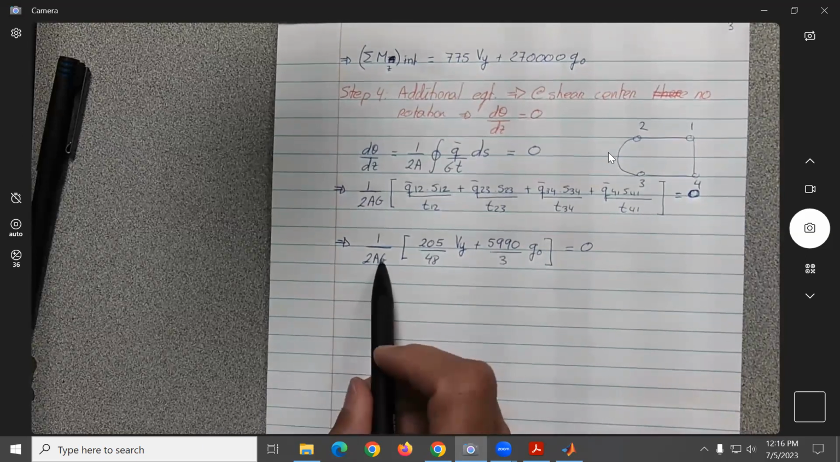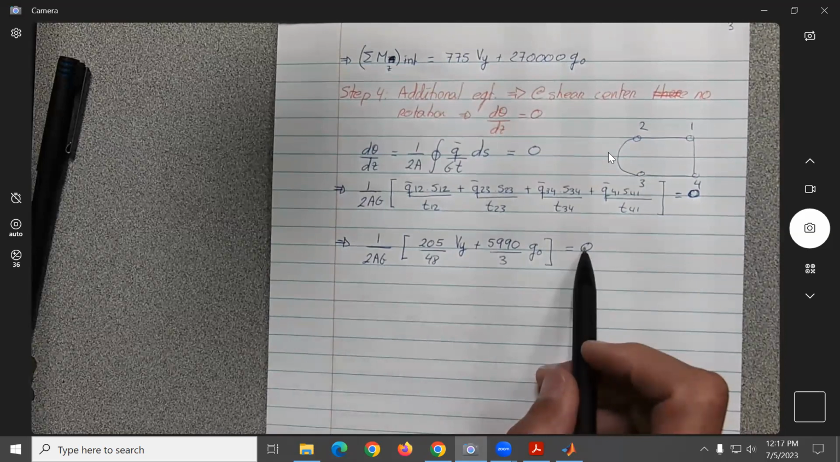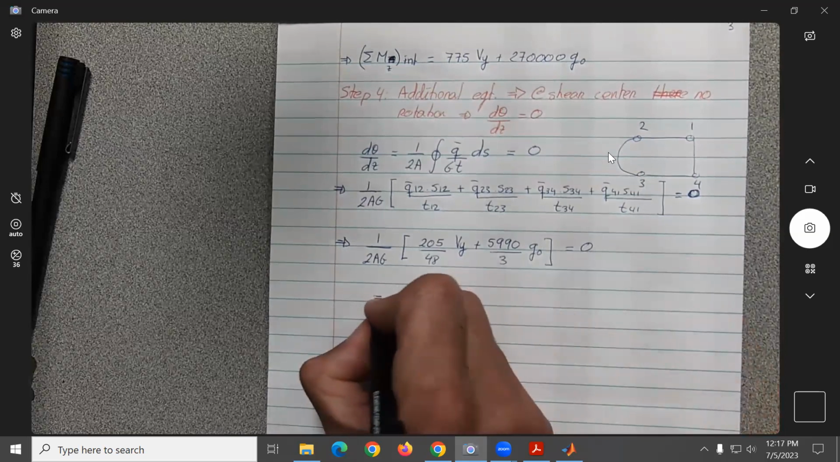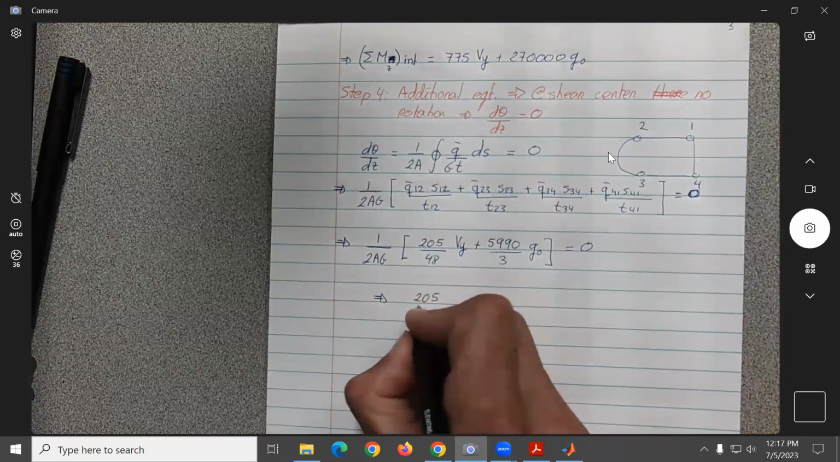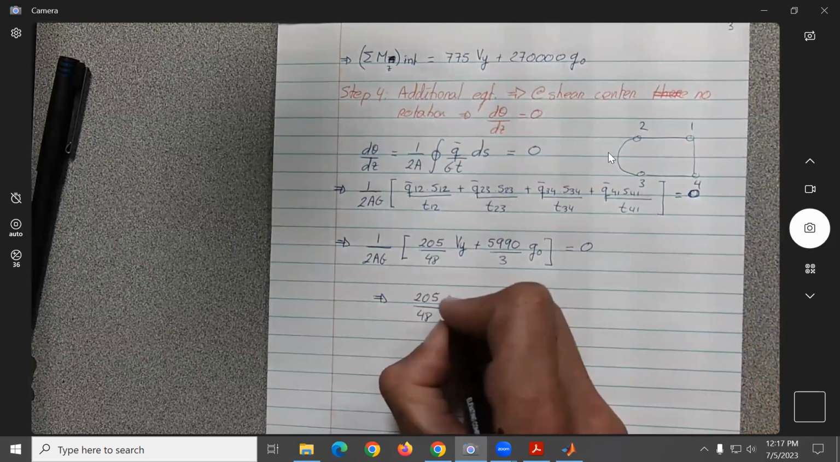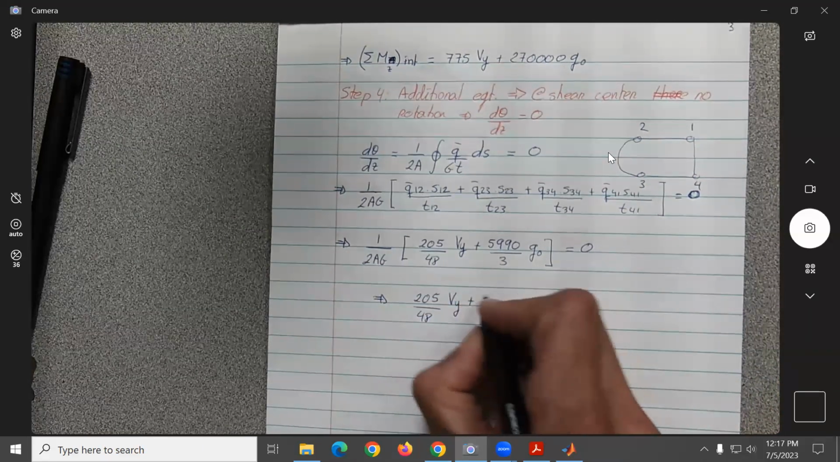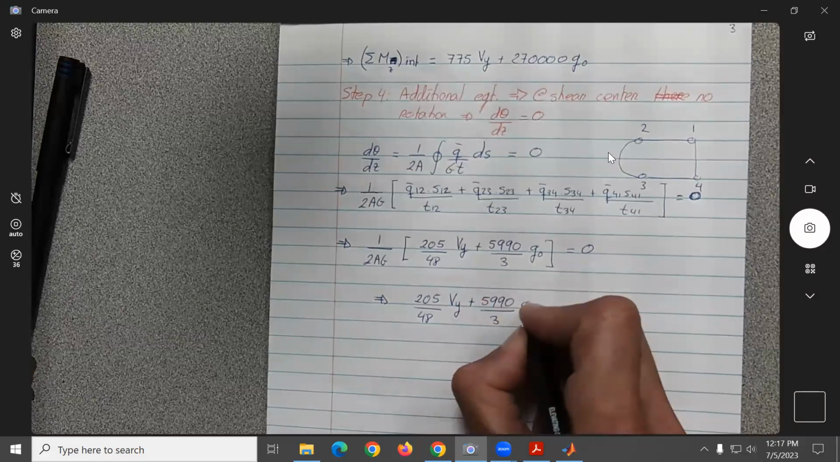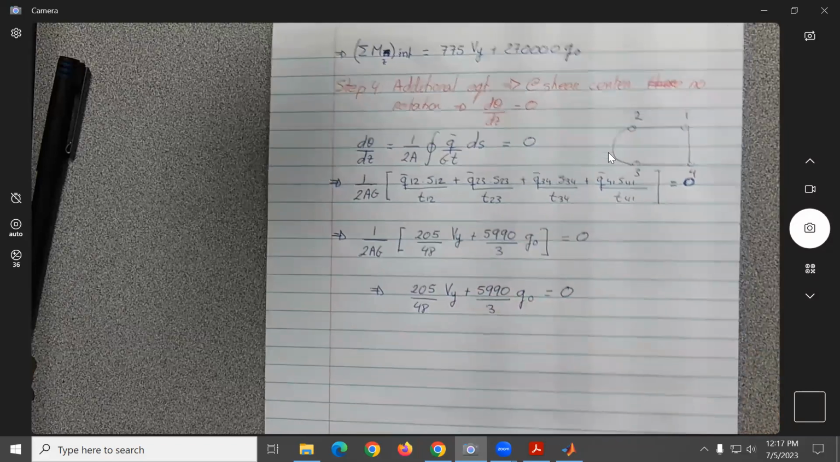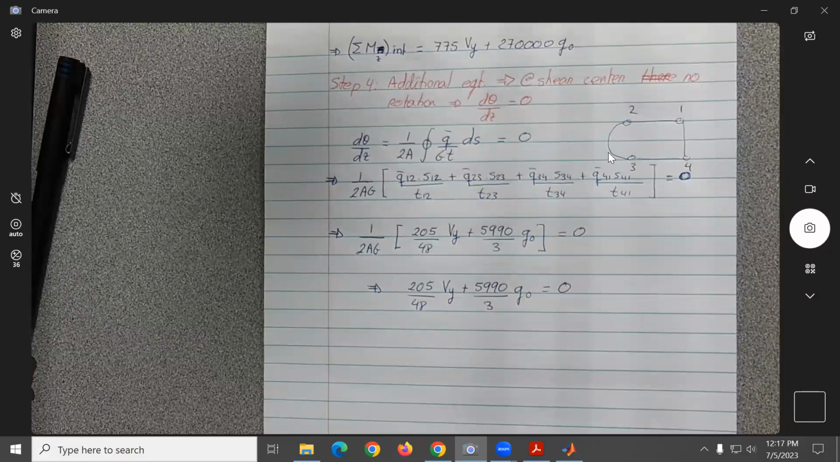Okay, now I could move this one to the other side, no? So this actually could simplify into 205 over 48 dy plus 5,990 over 3 q naught equal to 0. So let's see, what page should that be? 1, 2. I lost my other page. Oh, 3.